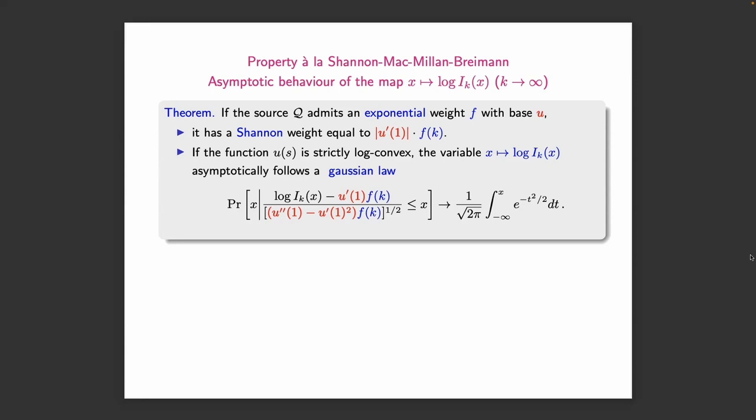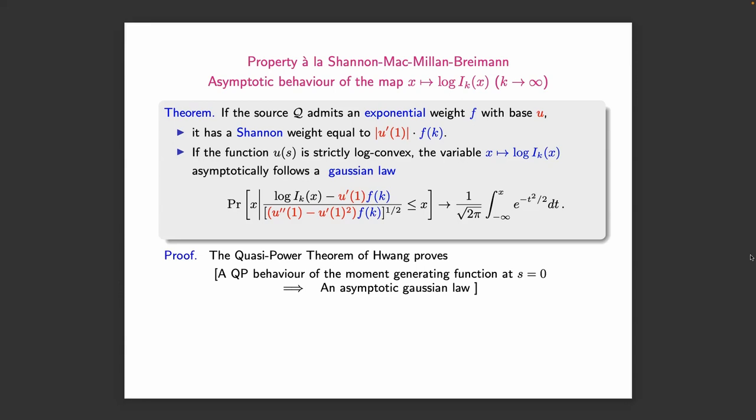The first theorem says that if the source admits an exponential weight f with base u, then first, the source admits a Shannon weight of order f k with the coefficient u prime of one. And second, if the function u is strictly log convex, then the variable follows asymptotically a Gaussian law. We see here the expectation: the expectation is the Shannon weight, and the variance is also of the same order, with this factor.